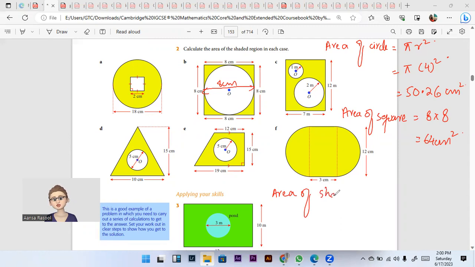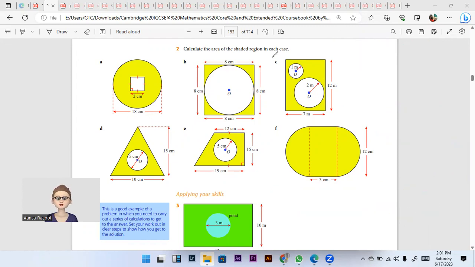So the area of the shaded region is area of square minus area of circle, which is 64 minus 50.26. So 64 minus this, we will get 13.7 centimeter square.